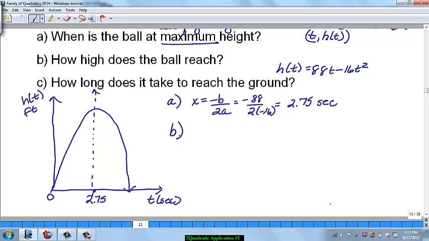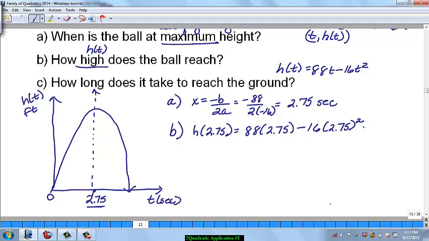Now we want to find out, how high does this ball reach? Well, how high means I'm looking for h of t, and I know when it happens at 2.75 seconds, but I want to know how many feet that is. So I'm going to take my original formula, plug in the 2.75 seconds, and that will tell us how high it goes. So I've got h. I want to know the height at 2.75 seconds, so that's going to be 88 times 2.75. So whatever the time is, I'm going to plug it in, minus 16 times 2.75 squared. And when I put that in my calculator, it's 121 feet.